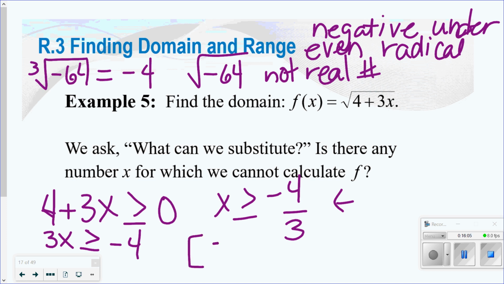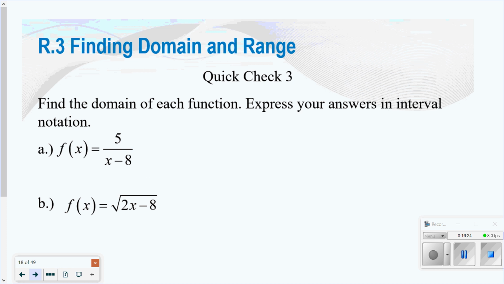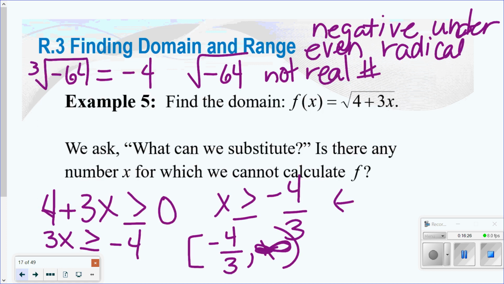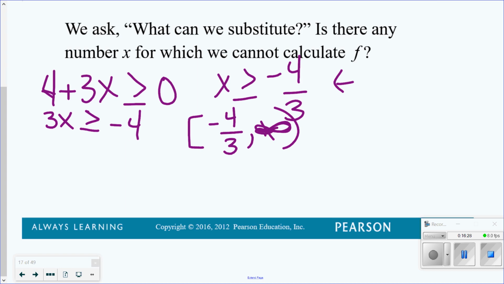So this in interval notation would be negative 4/3, comma, infinity, and then an open bracket. That's just supposed to be an infinity there. It's not supposed to be crossed through. I want to look at a couple others. Before we go here, let's scroll down.